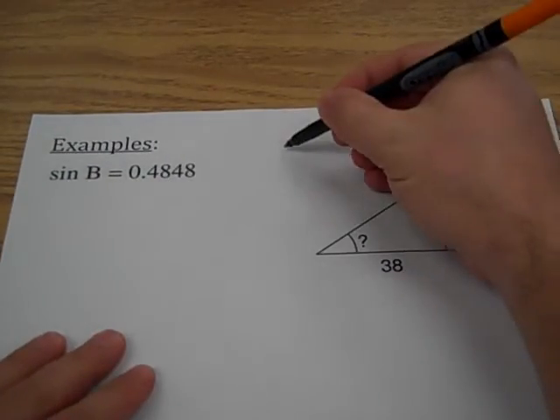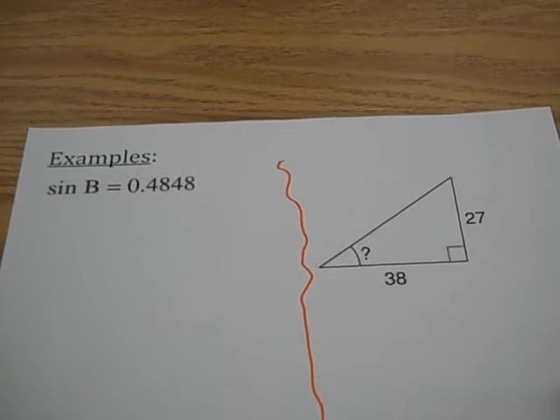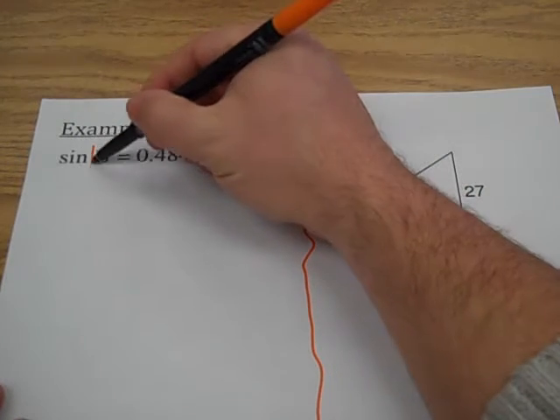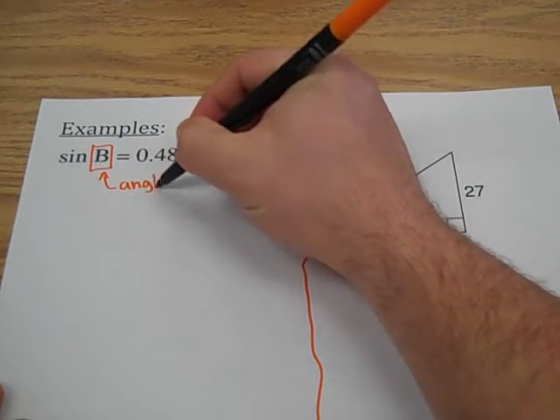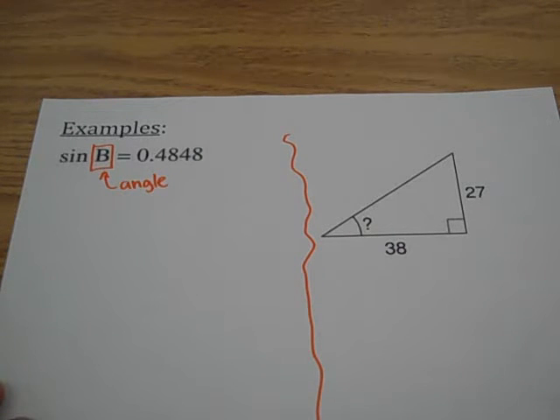So I have two examples here. I'll break the page up, and we'll do this one first. So right now I have the sine of some angle B is equal to 0.4848. And what we want to do is figure out what that angle is. So this B represents an angle measure, and that's what we want to know. We want to know what angle measure can we plug in for sine and get 0.4848.